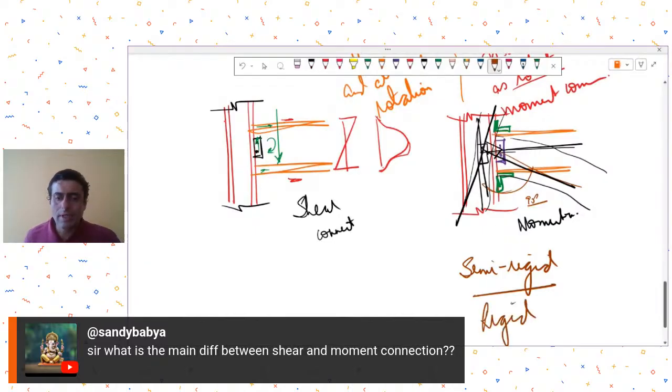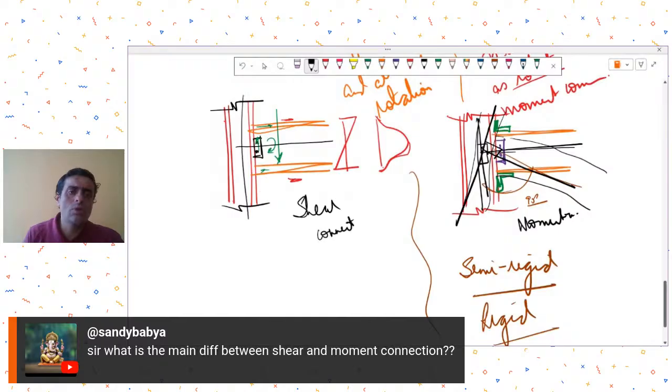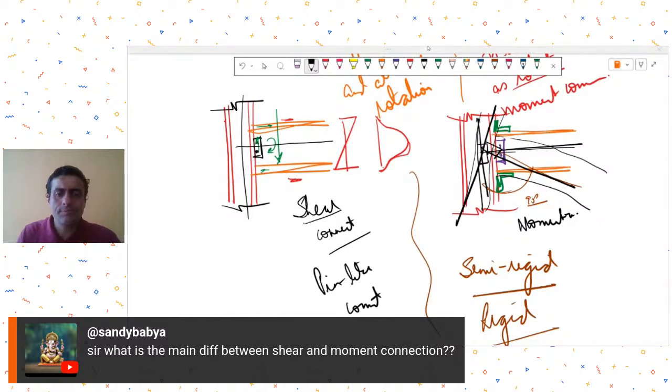So in moment connection there can be two classifications. One I can call rigid connections, and the other semi-rigid. And if a connection has no restraint to rotation at all, then I call it a shear connection or a pin-like connection. Clear? So these are the usual connections and how they get defined.